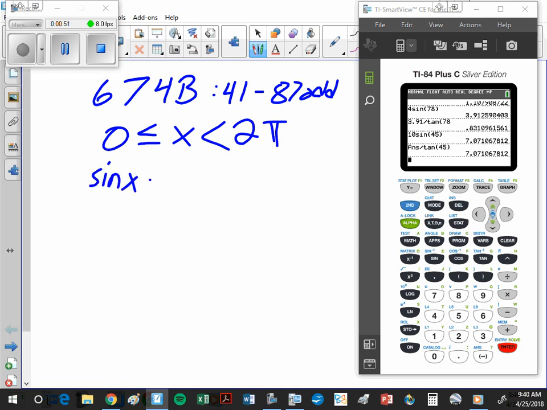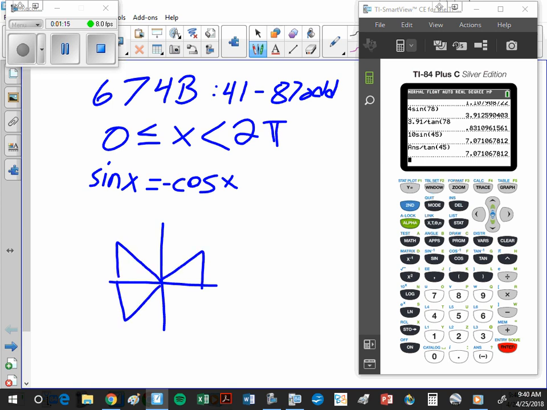The sine of x is equal to the cosine or negative cosine of x. Well, when are the sine and the cosine the same value? 45 degrees. Okay. So we have 4 options for a 45-degree reference angle. So this is pi over 4, and this is 3 pi over 4, and 5 pi over 4, and 7 pi over 4. Those are my only choices.